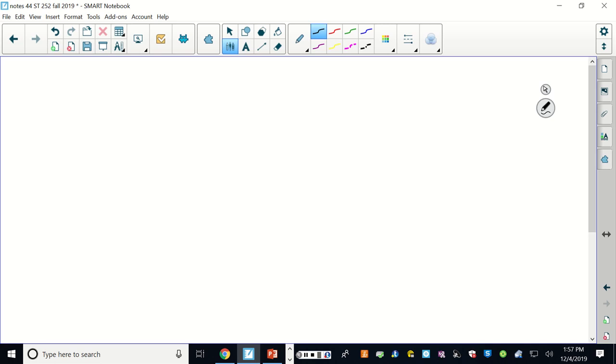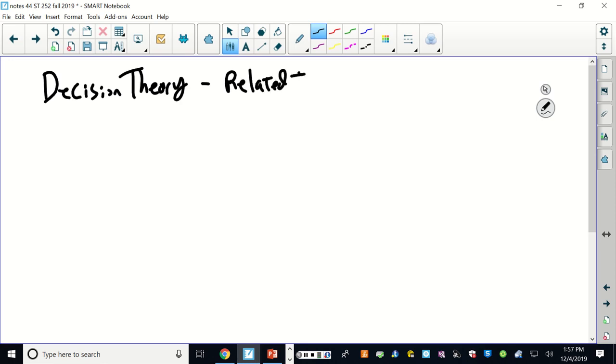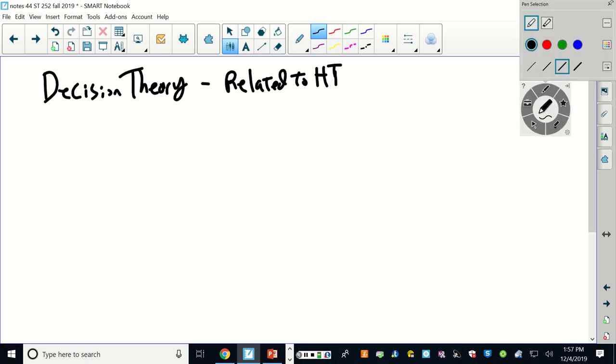One topic we didn't exactly cover that's listed in some of the learning objectives is something called decision theory. And it's related to hypothesis testing. In previous iterations of this class, we've gotten a day or part of a day on it. It's a broader topic related to hypothesis testing that particularly comes up in economics or business related things.